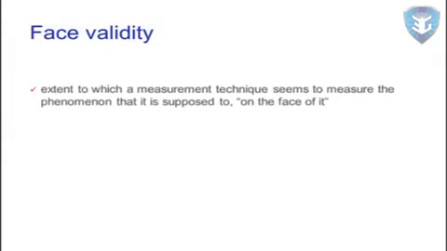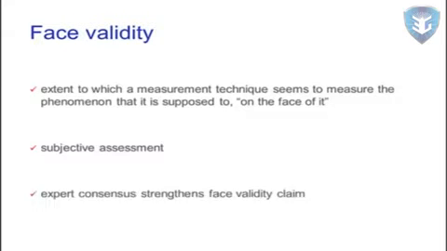The first method is face validity. Face validity is the extent to which a measurement technique seems to measure the phenomenon that it is supposed to, on the face of it. Note that face validity entails a subjective assessment on the part of the researcher.